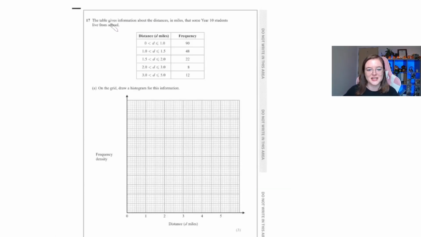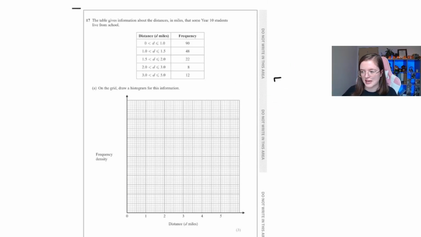Question 17: the table gives information about the distances in miles that some year 10 students live from school. On the grid, draw a histogram for this information. They've already given you that it's frequency density on here, which is nice of them. So it's just a case of remembering what frequency density is. Frequency density is frequency divided by the width of an interval, the class width.